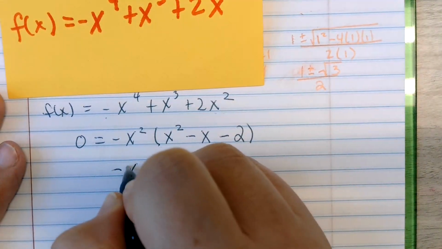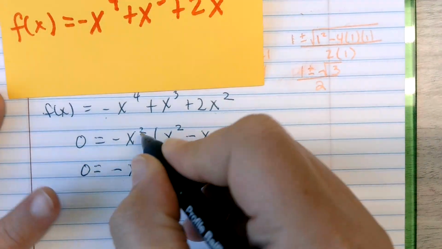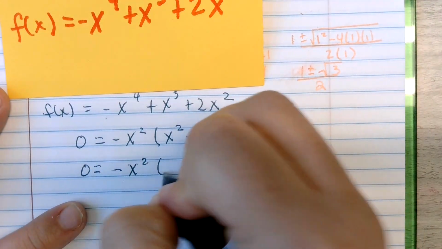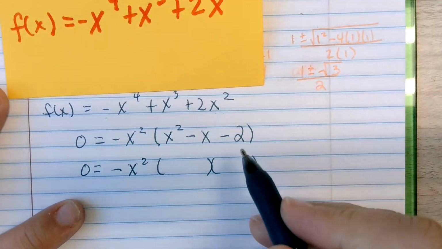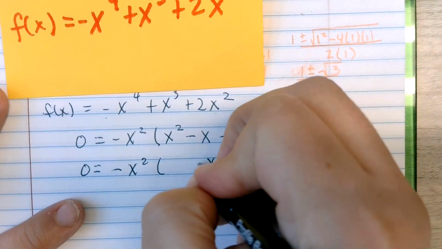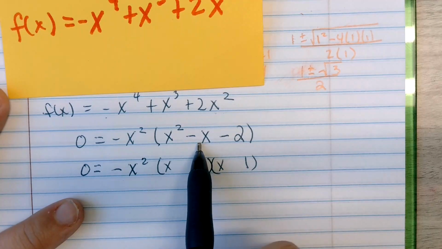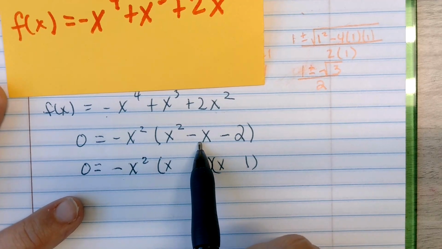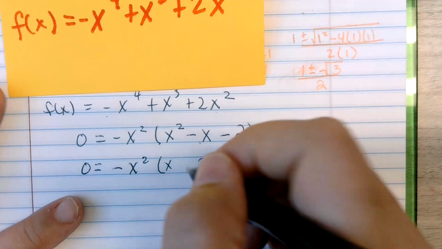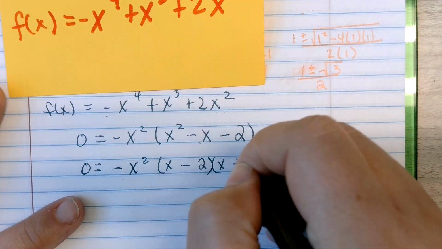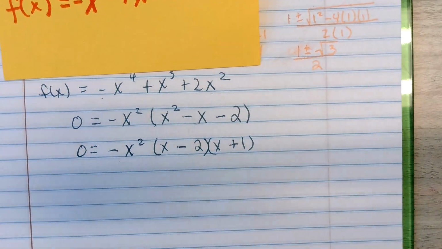So that gives me negative x squared. We're going to keep this guy, just bring him along with us, and we're going to factor this one. So anything that multiplies to be 2 is 2 and 1. And then we want them to subtract to be 1. So we're going to make our bigger factor have the sign of the middle sign, which is a negative 2. Okay, that's better.